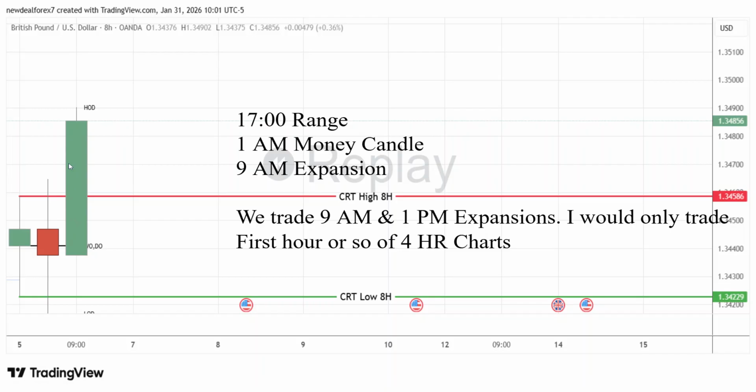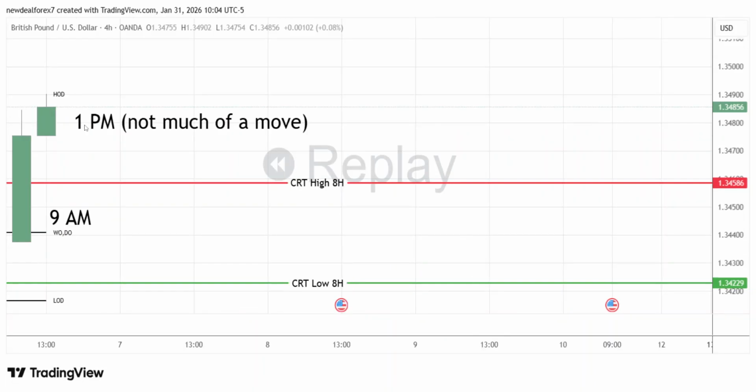So if you don't want to use the daily chart, but just the 8 hour chart to find your range candle and money candles, then you can do that. And then just try to trade this candle three using the 4 hour chart. And you would trade at either 9 or 1 p.m. That's one 4 hour candle. That's two 4 hour candles, even though 1 p.m. didn't give much of a move. The best moves are really going to be at 9 or possibly at 5 a.m.